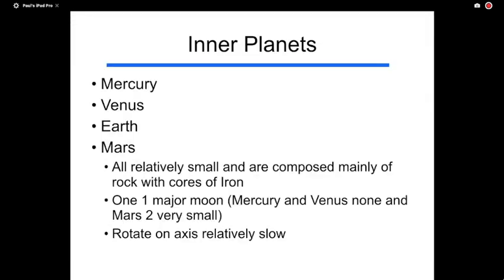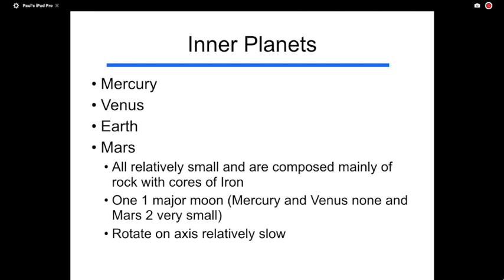The inner planets are Mercury, Venus, Earth, and Mars in order of closest to farthest away from the Sun. They are relatively small, and what we know about these, they are made up of rocks, the rocky planets, sometimes we call them. Most of them have cores of iron. Between all four planets, there are 3 moons, one around the Earth and 2 around Mars. Mercury and Venus have no moons.